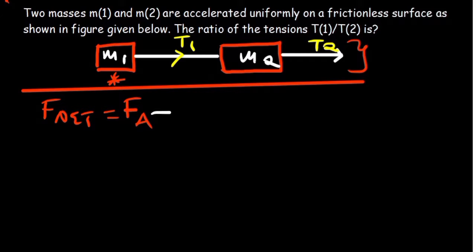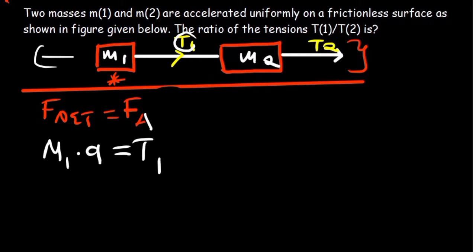If you look at the first mass, is there any opposing force to the left? There is nothing. So the force applied is equivalent to the net force. The net force is the mass multiplied by the acceleration. The force applied is T1, making it move to the right. If you go to the other mass, what is the net force? Its net force is its mass multiplied by the acceleration. Then what is making it move towards the right? The force applied is T2.